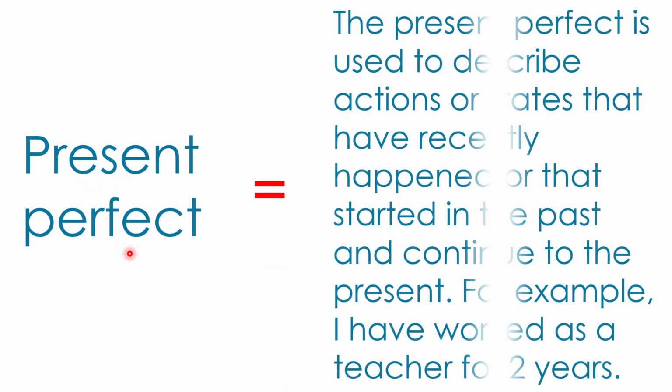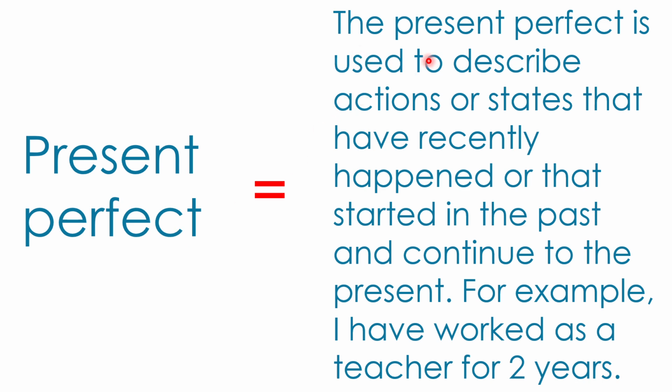Okay, now let's move on to the present perfect. The present perfect is used to describe actions or states that have recently happened or that started in the past and continue to the present. For example, I have worked as a teacher for 2 years.